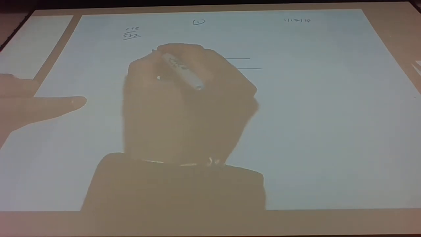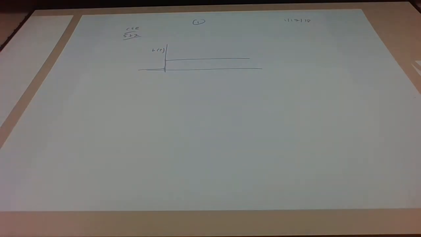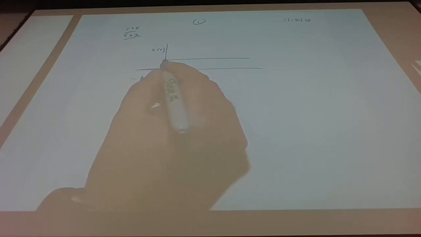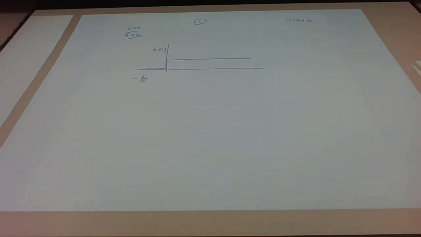So this is a step signal. We typically represent it using u(t). This is the step signal, which means anything less than 0 is 0, at 0 it becomes 1, and it remains 1 forever. This is a step signal.